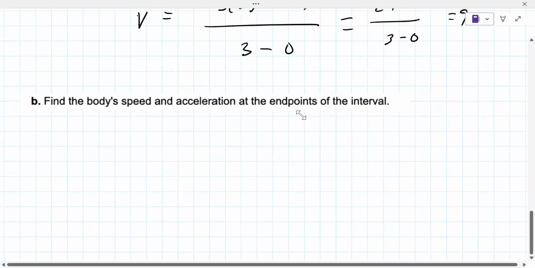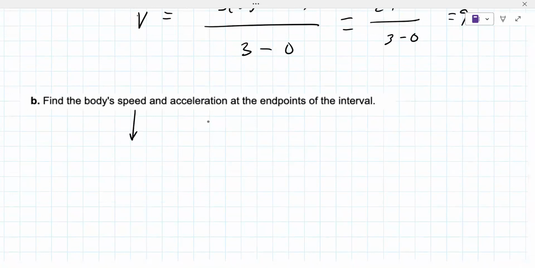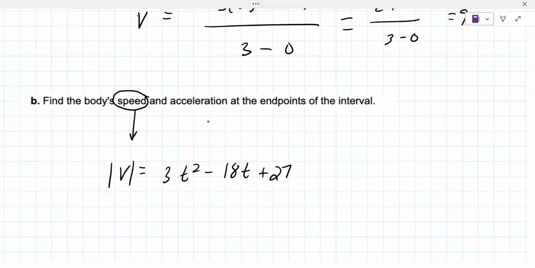So speed is derivative. V is the derivative, so it's 3t squared minus 18t plus 27. Now, what I'm not sure of, because this isn't written clearly, is that speed ends up being the absolute value of velocity, so it ends up being the absolute value of this. Now, it might be positive anyway, but maybe not.